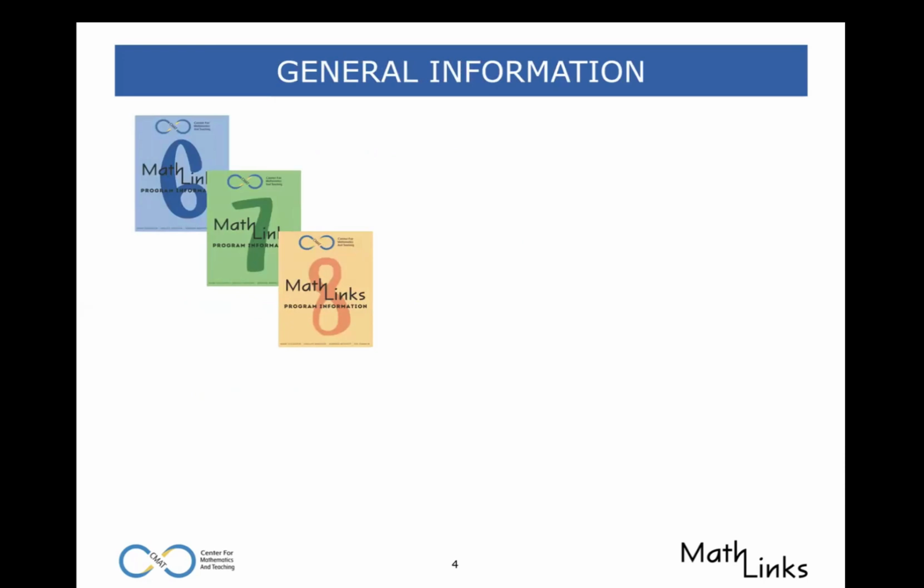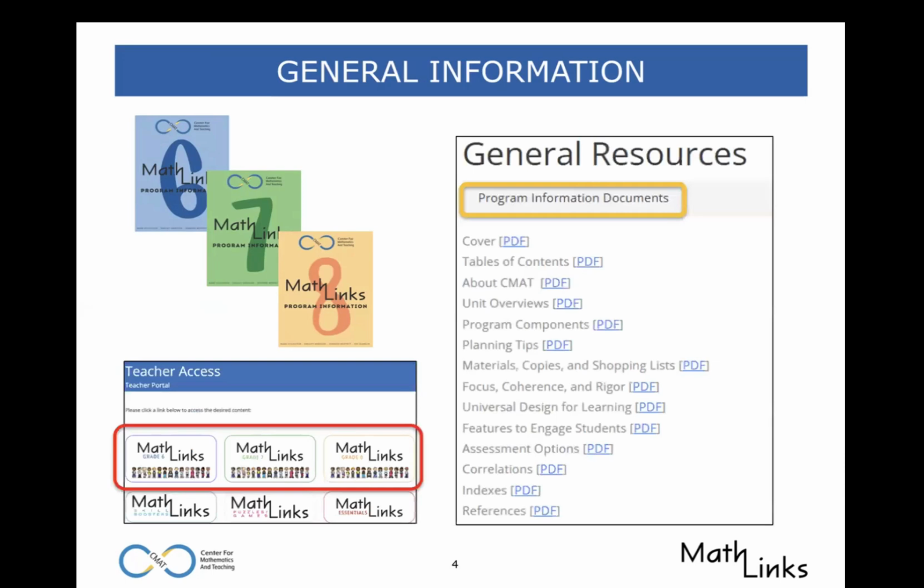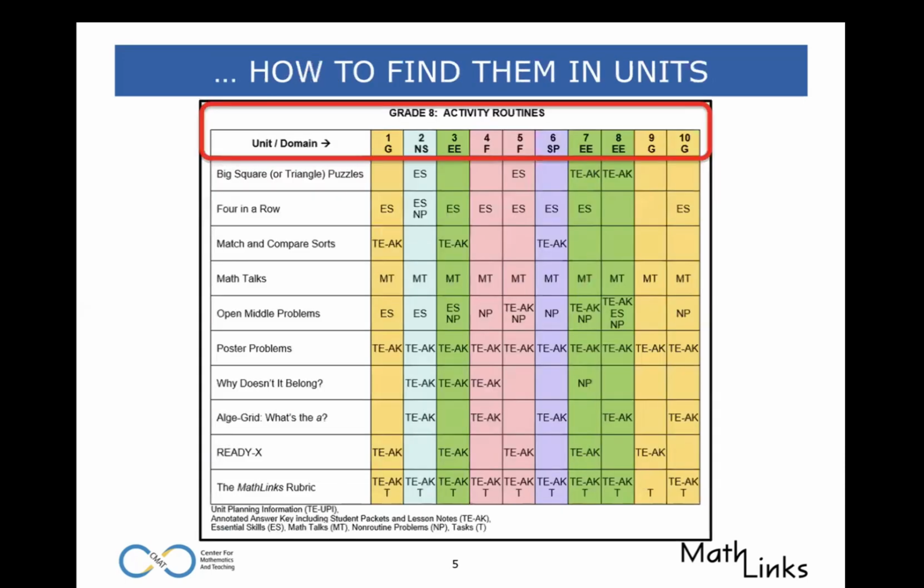You can read about them in print or online in a grade level program information document. Look for the Features to Engage Students section, where you'll find a chart that tells where you can find these activities in every unit. Note the codes used in the chart down here: ES for Essential Skills, MT for Math Talks, and so on.